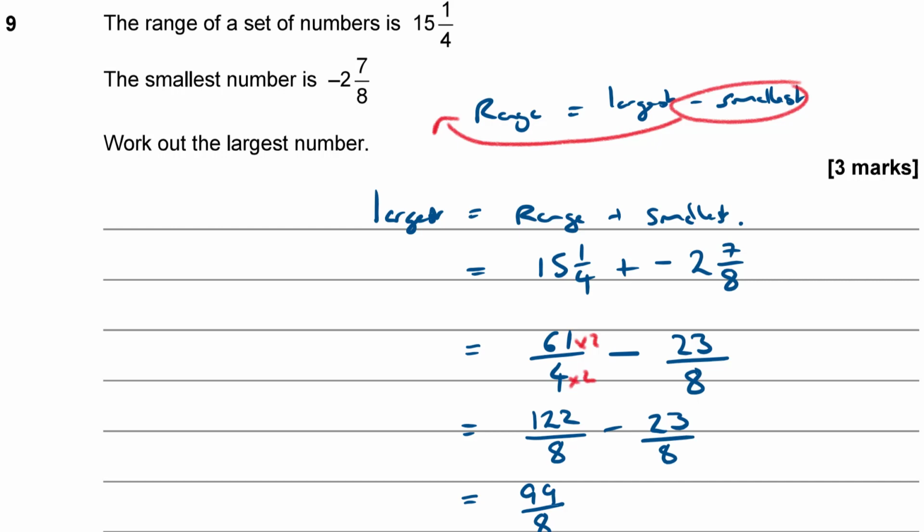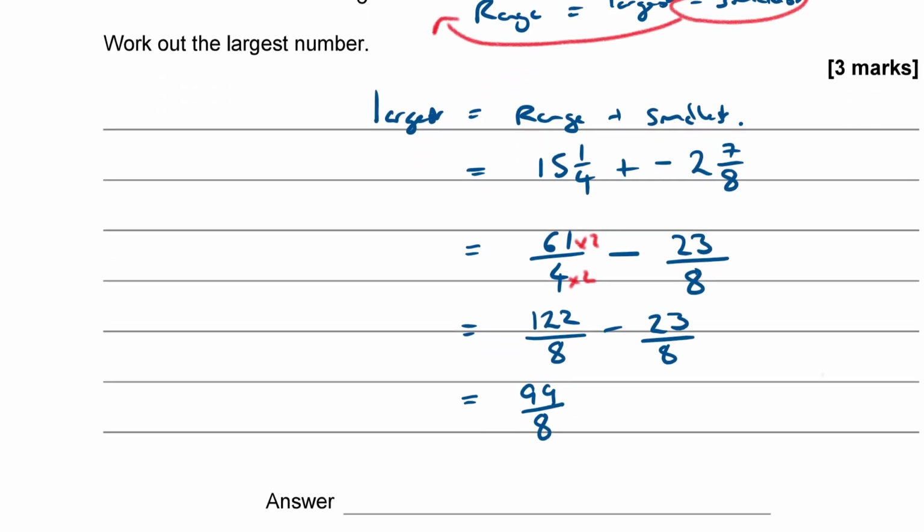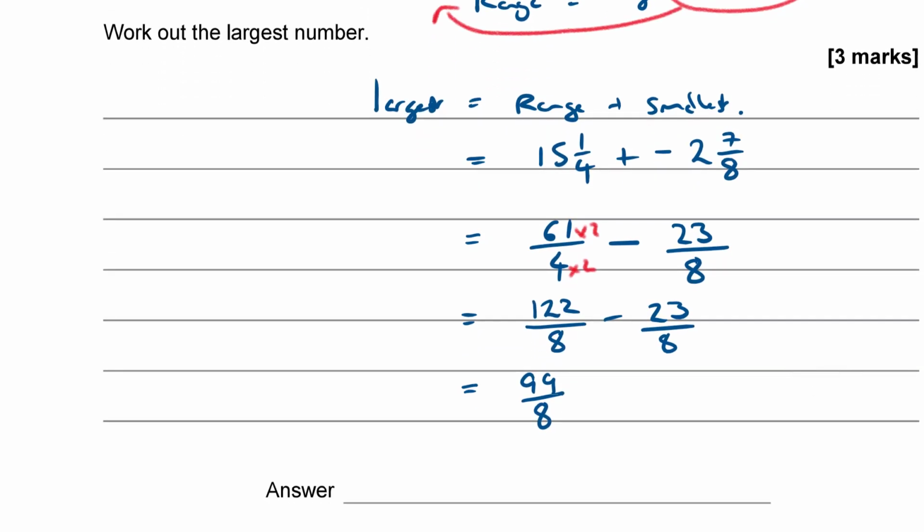Do we have to give it in a certain form? Just says work out the largest number. Got 99 over 8. Shall I write as a mixed number? Well, 8s into 99 go 12 times, don't they? 12 eighths are 96. So it goes in 12 times, remainder 3. So it's 12 and 3 eighths. Again, I think 99 over 8 is probably a more useful number to deal with and would still get you all the marks. Doesn't say write as a mixed number, but either of those will get you the 3 marks.